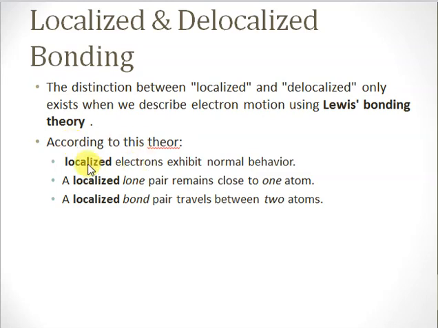So according to this theory, the electrons are localized. And what we mean by localized is that localized electrons exhibit the normal behavior. A localized lone pair will remain close to only 1 atom, and a localized bond pair means the pair of electrons that are bonded will only move between the 2 atoms with which they are bonding.